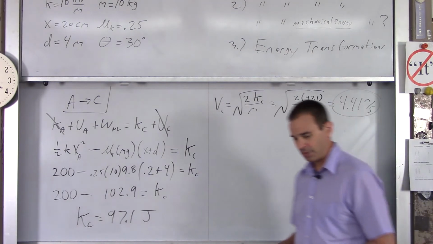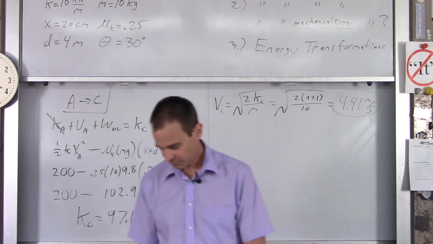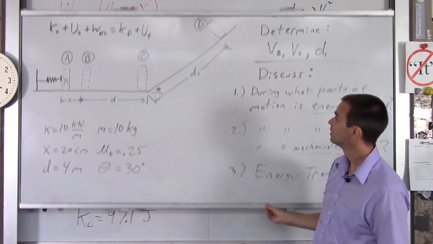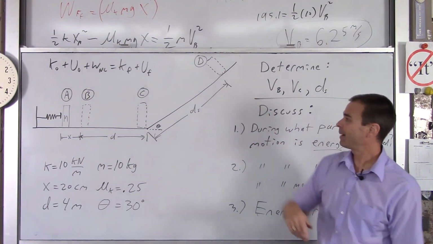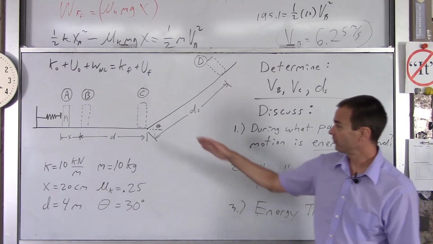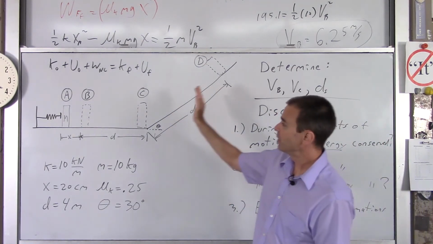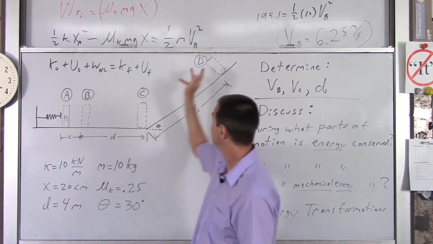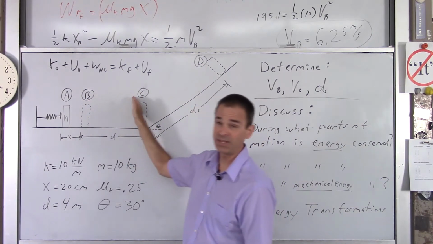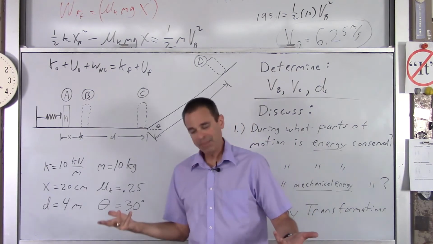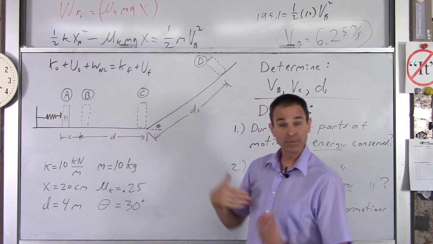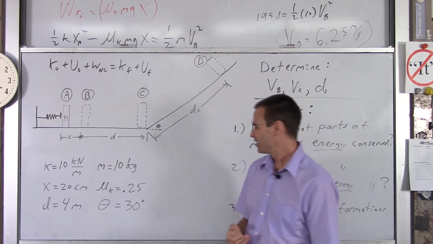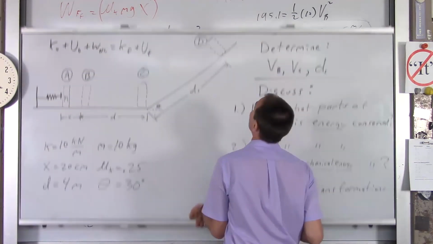Okay. Now, finally, I asked you how high up the ramp the box goes, okay? You can go from A to D, you can go from B to D, or now we can go from C to D. I'm going to go from A to D. I'm going to choose that because I've already got a whole bunch of information about A, okay?